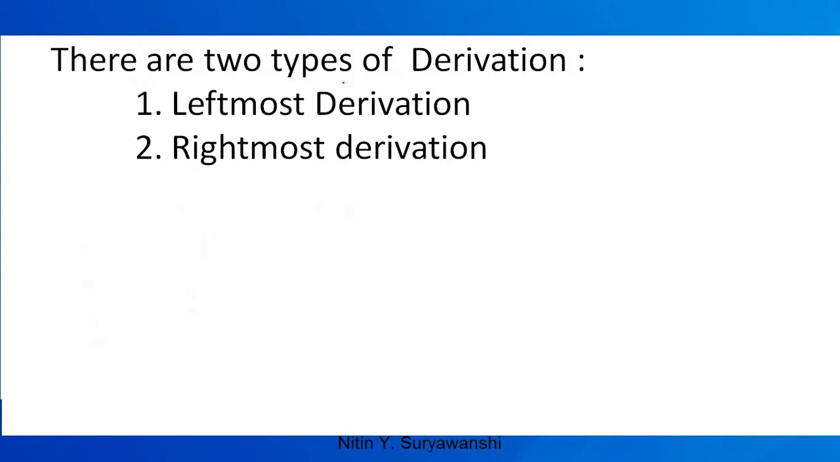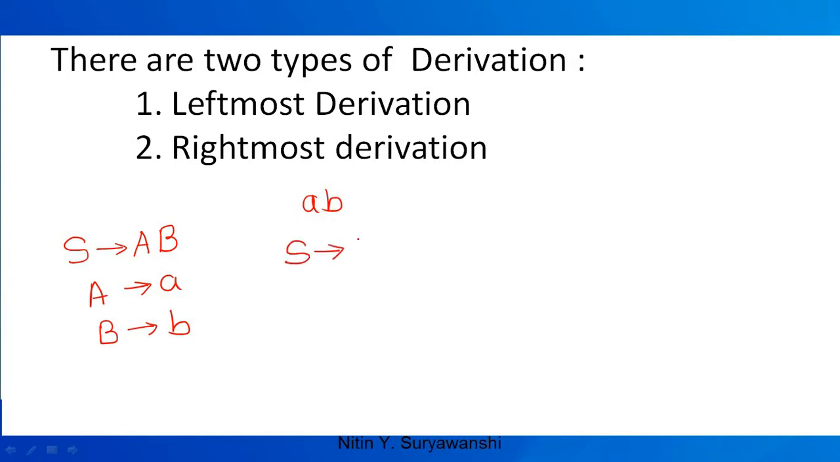Derivation has two types, leftmost derivation and rightmost derivation. For more understanding, let us consider one example. We have one grammar in which S, A, B are the variables, then small a and small b are the terminals, and these are the production rules. By using this grammar, we want to derive the string ab. So there are two ways.